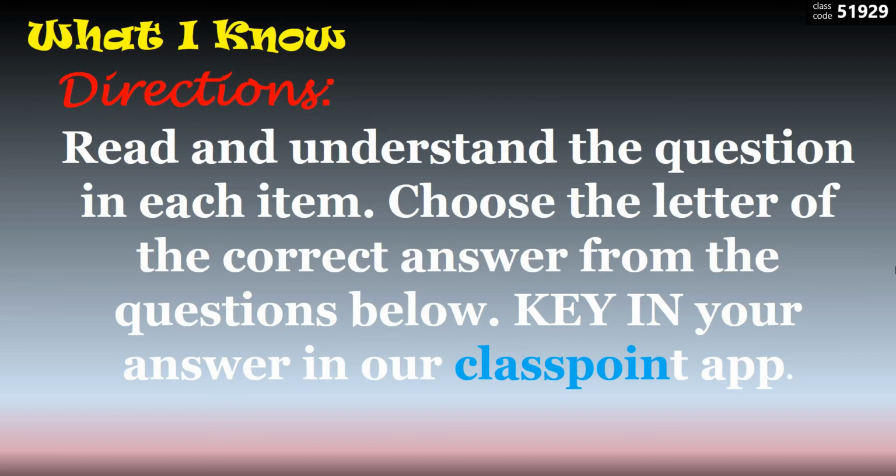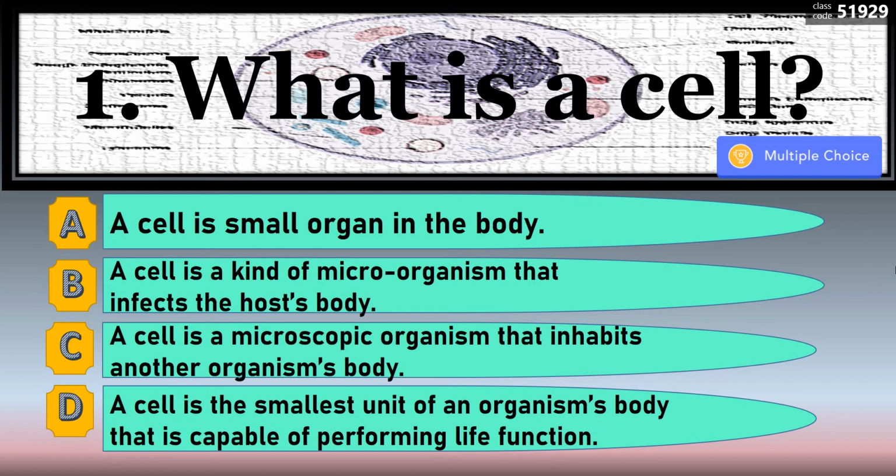So what I know, directions, this is our review. Read and understand the question in each item. Choose the letter of the correct answer from the questions below. Key in your answer in our class point up, which is 51929. Okay, let's start number 1.